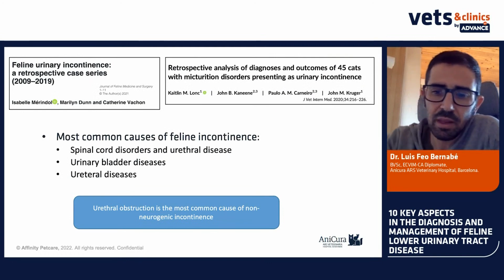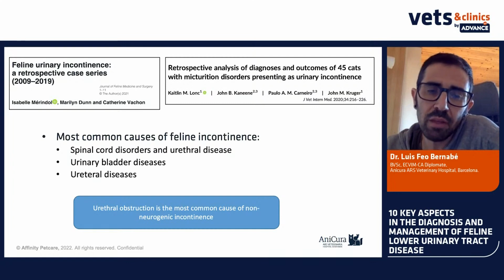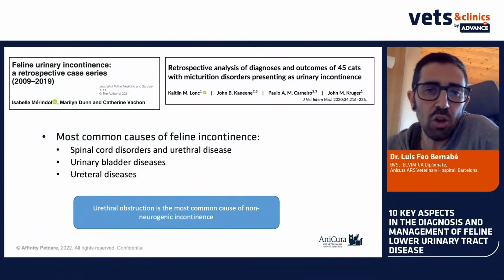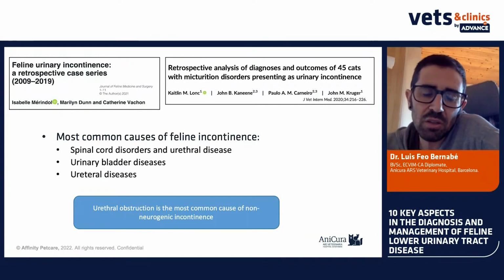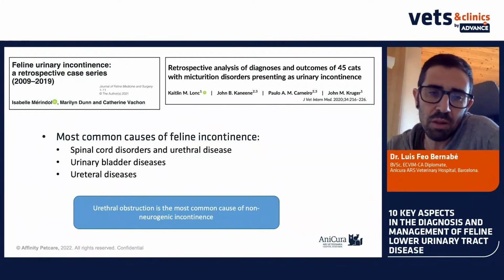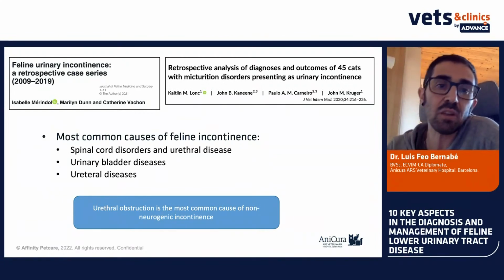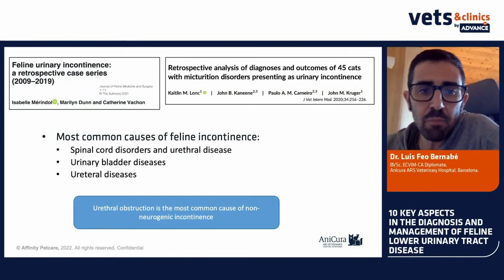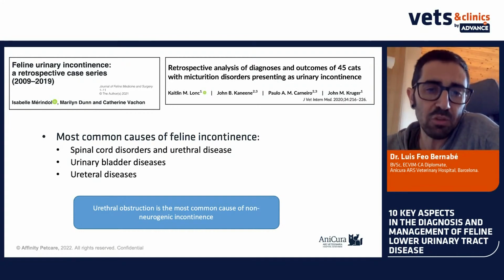Also, I think it's important to remember that it's uncommon to have feline incontinence. In the dog it's quite a common clinical sign, but in cats it's less common. But when you have urinary incontinence, you have to think that probably the majority of the cases have spinal cord disorders or urethral diseases. And the most common urethral disease, most of the time, is urethral obstruction.